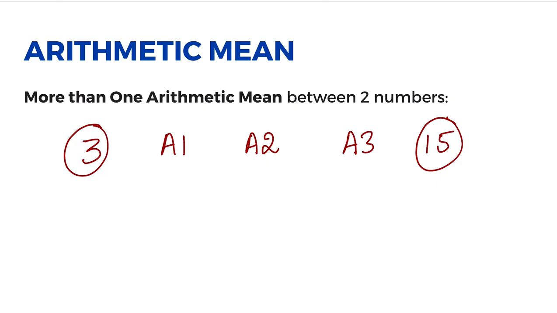So you are going to insert numbers A1, A2, A3 between these two numbers, and you will say that this series is an arithmetic progression series. If this is the case, then you can say these three are the arithmetic means. Now to calculate the value of these, the difference between any two numbers has to be the same.